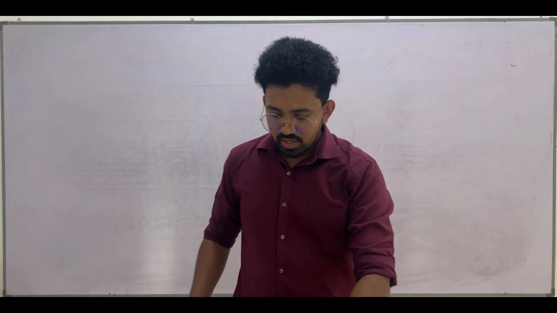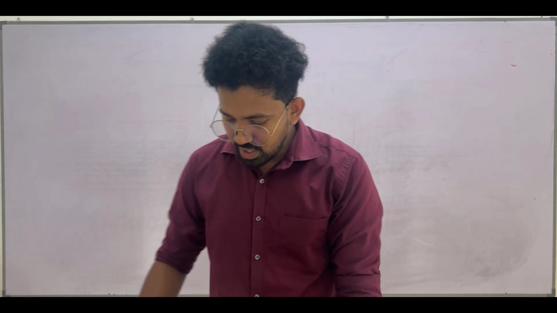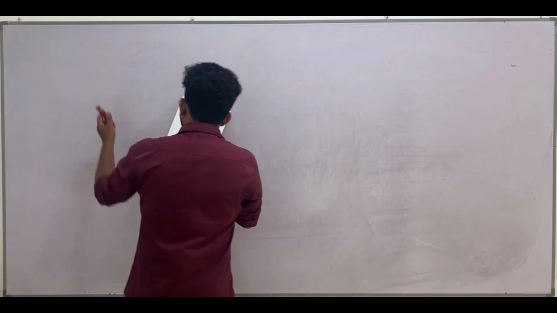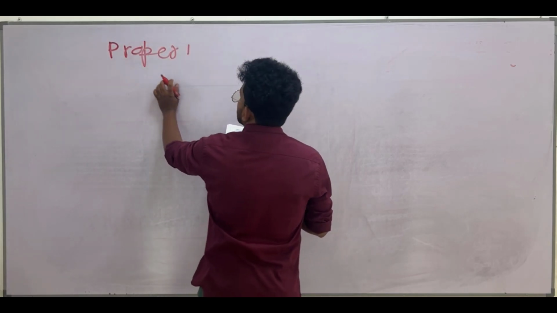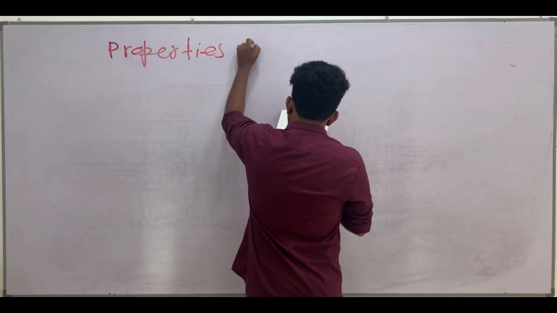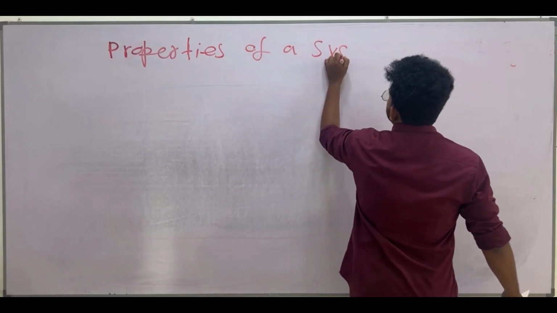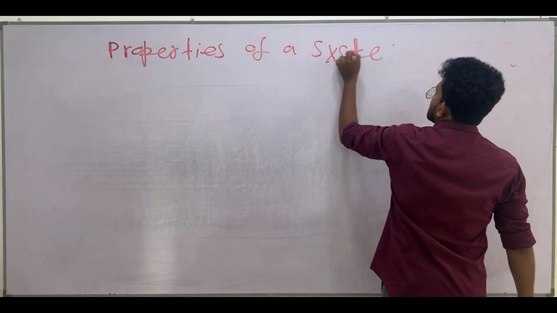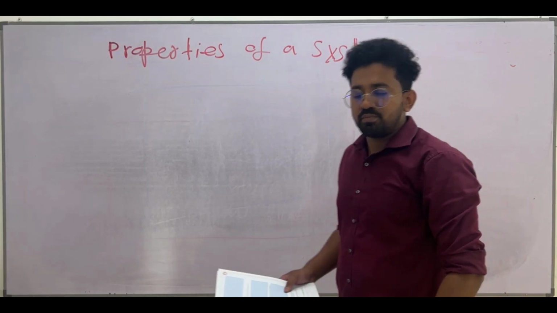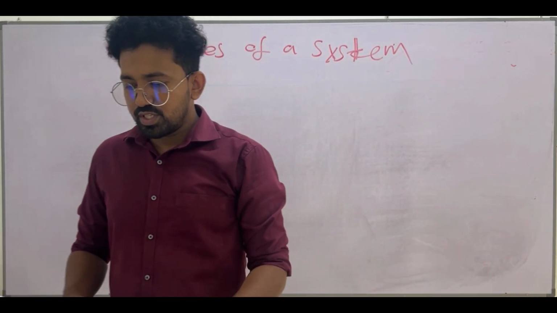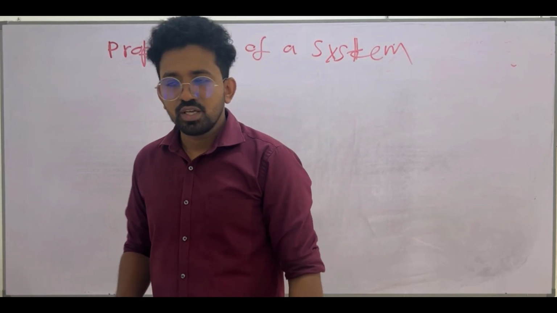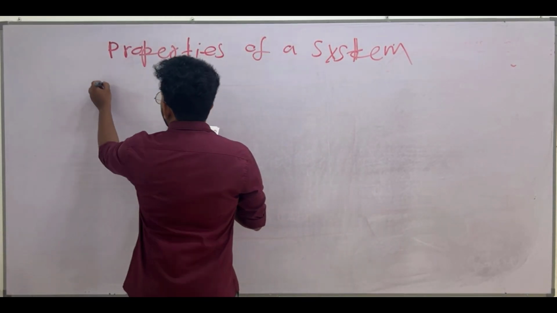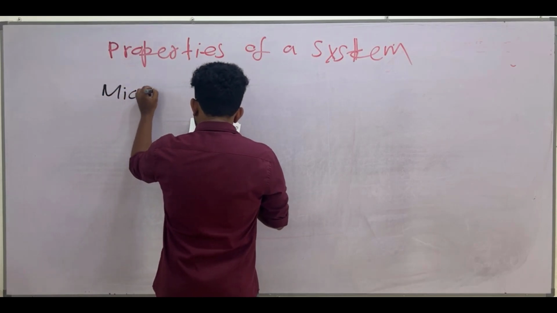Right. And then, page number 5, properties of a system. Here we consider mainly two properties. The one is microscopic properties.